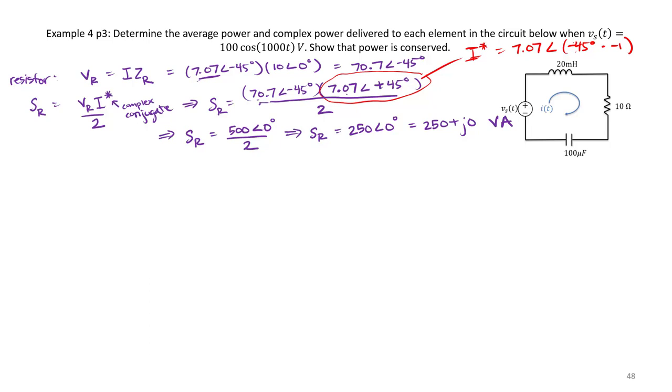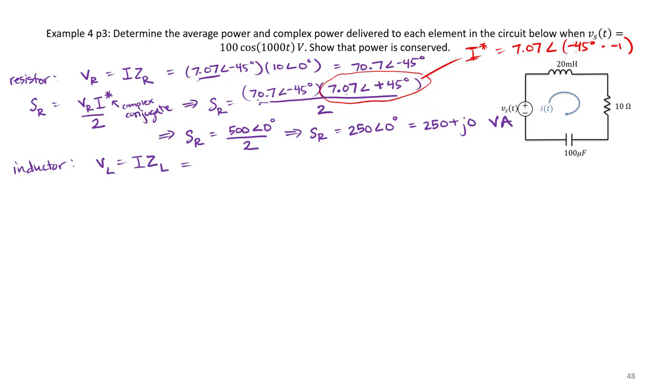Let's continue for the rest of our components. For our inductor, we can use a similar approach. Let's start with our inductor's voltage. We know the voltage of our inductor is our current I times the impedance of that inductor.